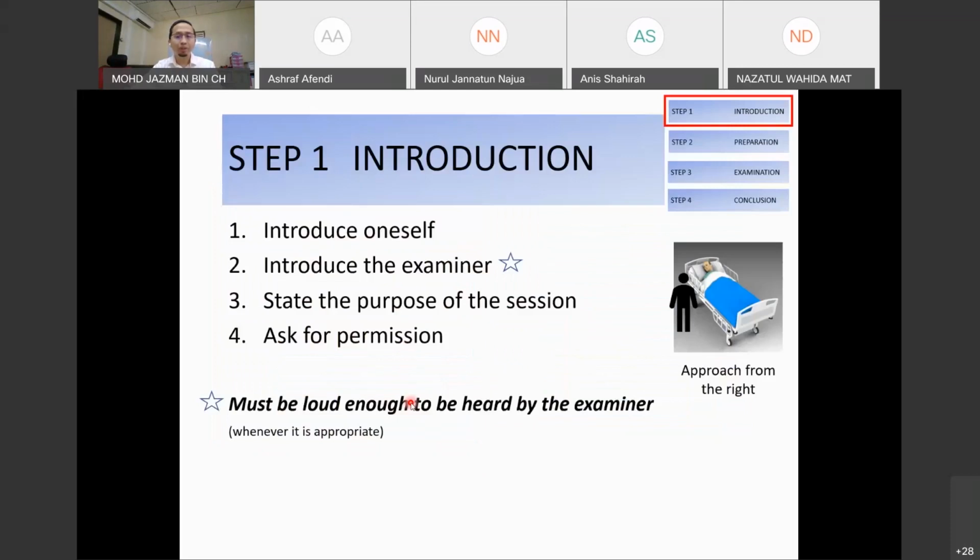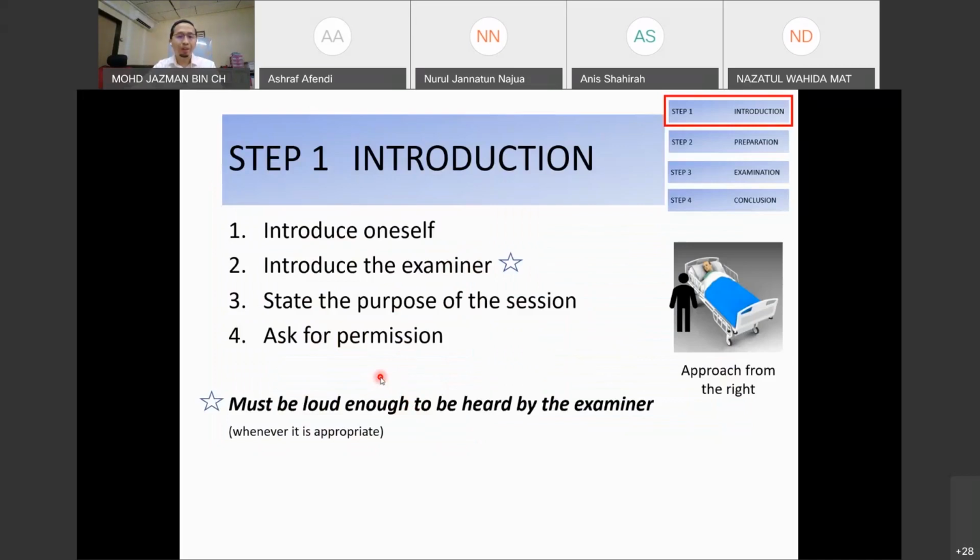So first, step 1, which is introduction. You need to introduce yourself. If you have an examiner by your side, you need to introduce them as well. State the purpose of the examination to the patient, and lastly, ask for permission.